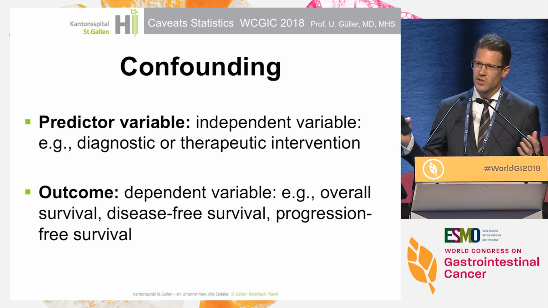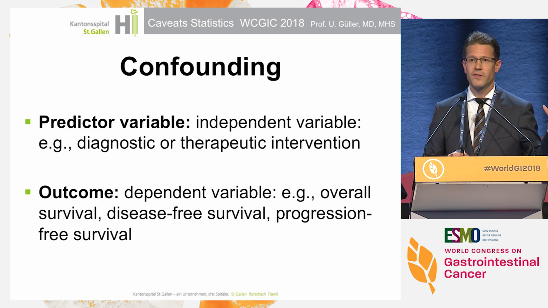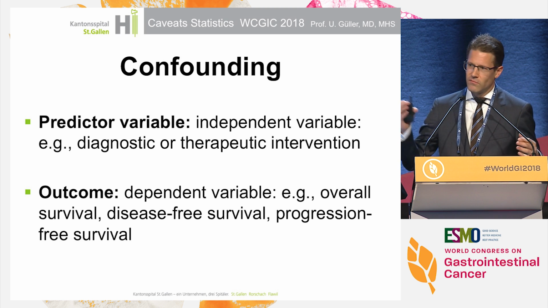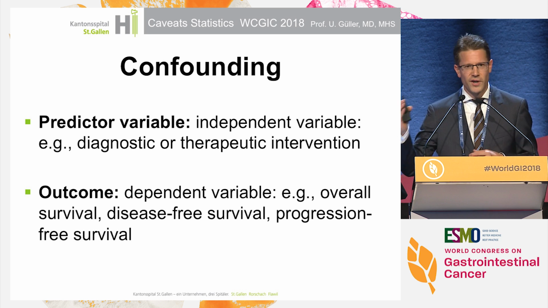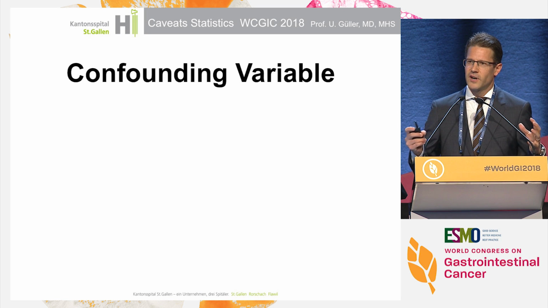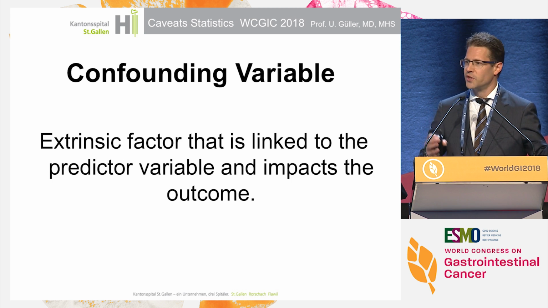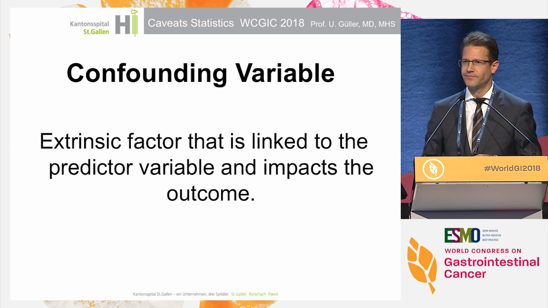Predictive variable, sometimes also called independent variable, is the variable that we control, diagnostic or a therapeutic intervention. And the outcome is what we measure: overall survival, disease-free survival, progression-free survival, and so on and so forth. Now, how do you define a confounding variable? A confounding variable is an extrinsic factor which is linked to the predictor and impacts the outcome.